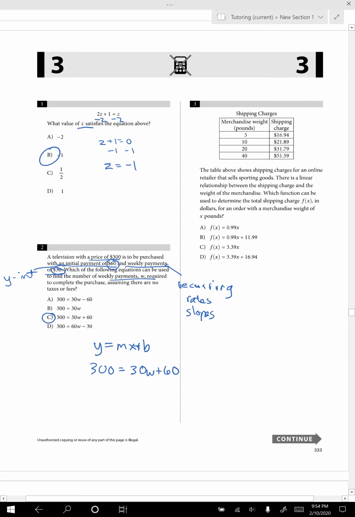Number 3. First thing I see, this table here, this sure looks like a set of X and Y values. The table above shows shipping charges for an online retailer selling sporting goods. There's a linear relationship, okay, between the shipping charge and the weight of the merchandise. Which function can be used to determine the total shipping charge, f of x, in dollars for an order with a merchandise weight of X pounds?